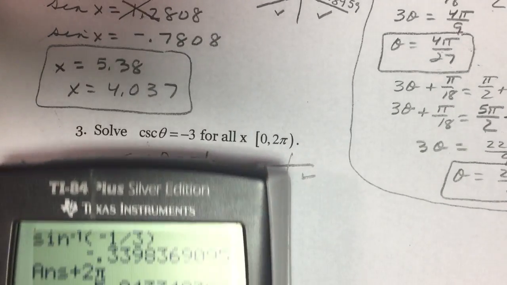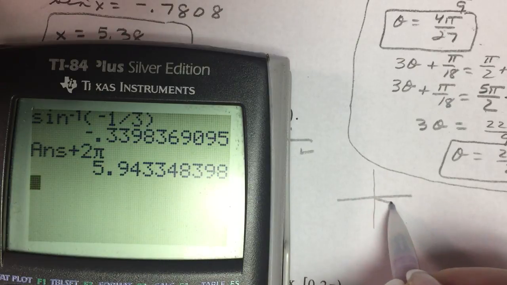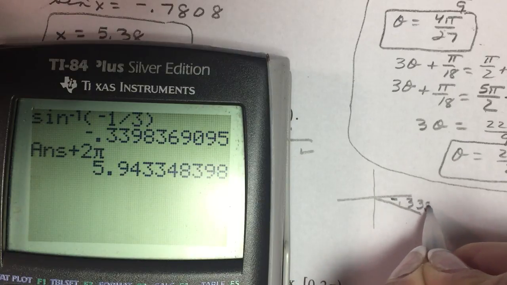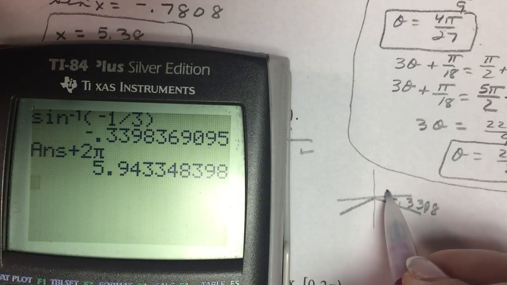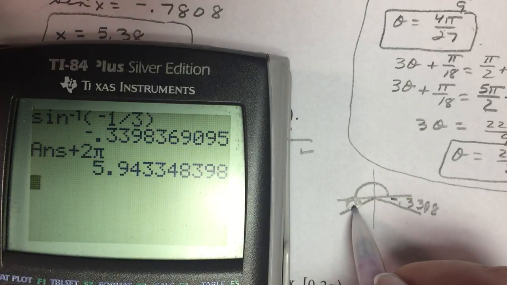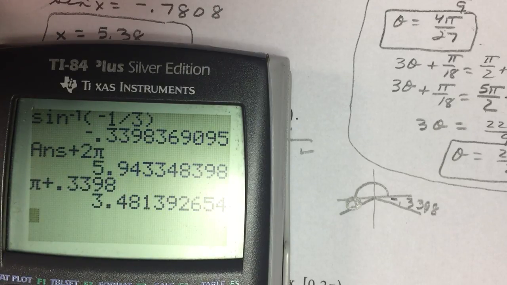So now, just like we did before, if I kind of draw a picture over here, my fourth quadrant angle was negative 0.3398. I now need my third quadrant angle, which is going to be this angle right here. And remember, this is 0.3398. So I would have to take pi and add 0.3398 to get my second angle, which is going to be in that third quadrant, which is 3.48.